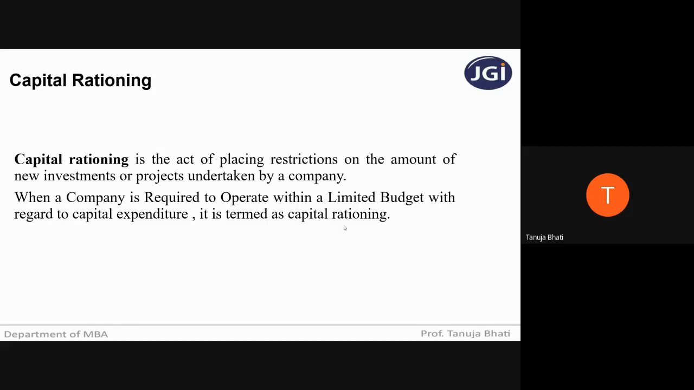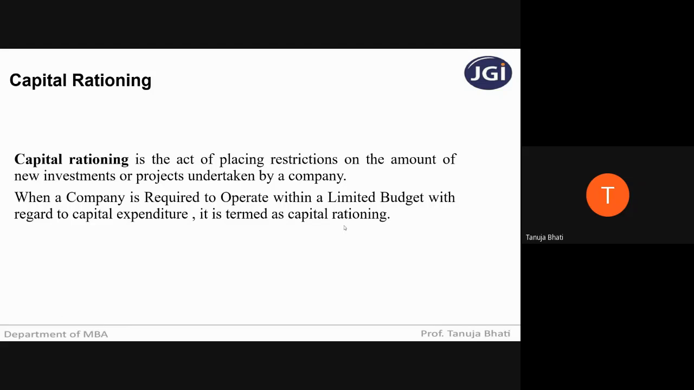So is this clear, students? Yes, ma'am. One big advantage of capital rationing is there will be no wastage. Why? Because once capital rationing decides a budget, you have to make your capital expenditure within that budget.